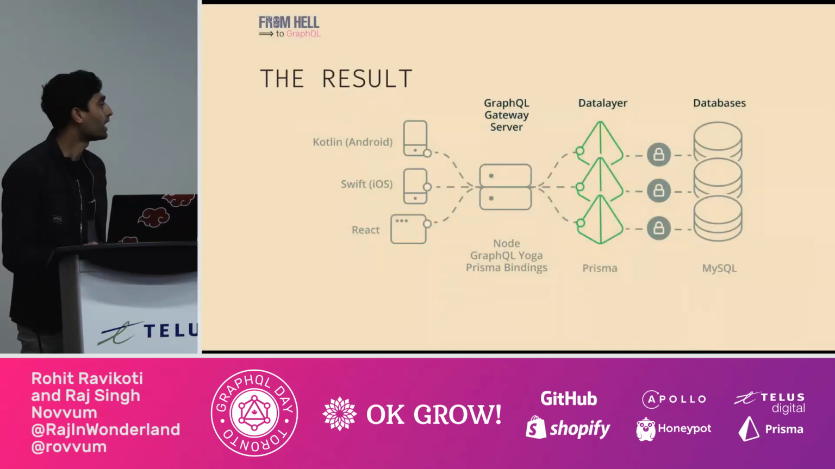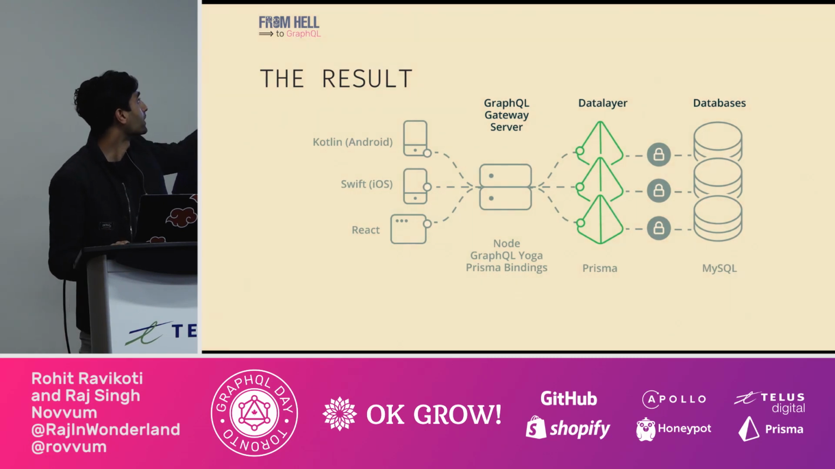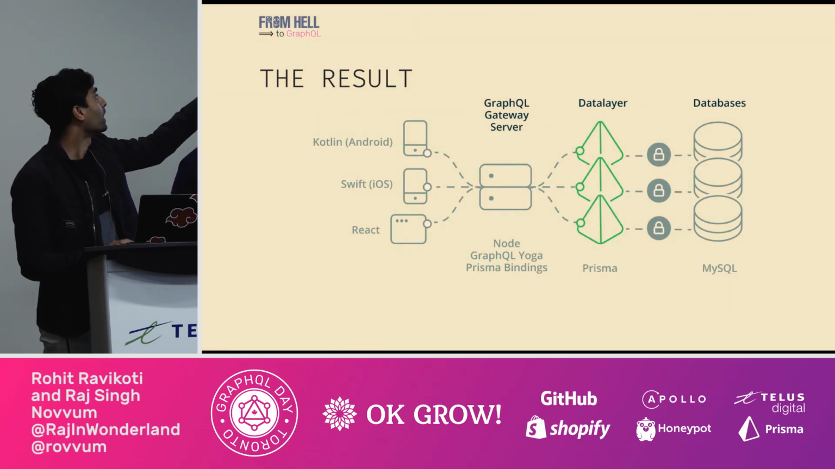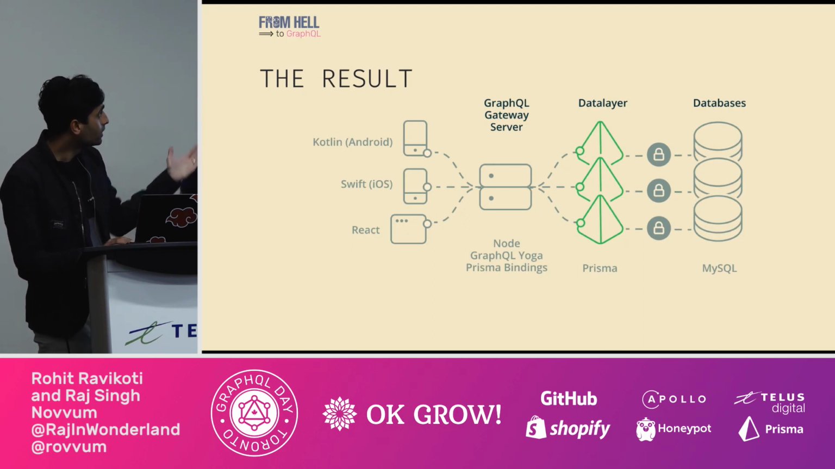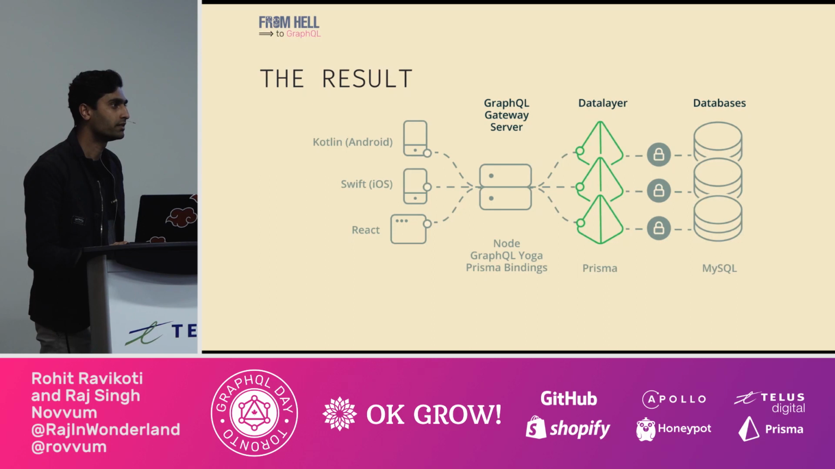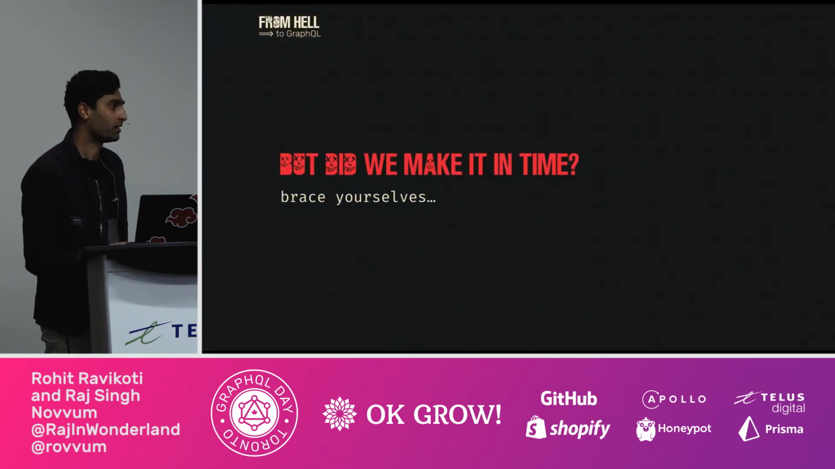So this kept each domain isolated and at the same time productive. Yeah, so this is what the end result looked like, right? It's very simple. You've got your clients, and then you've got the gateway API, the GraphQL API, and then the data layer with individual databases, which you then go and connect to. So this actually worked out really well for us, but the question is, did we make it in time?